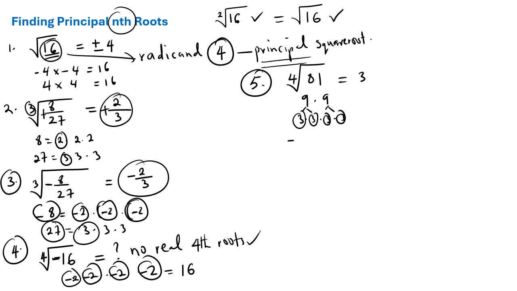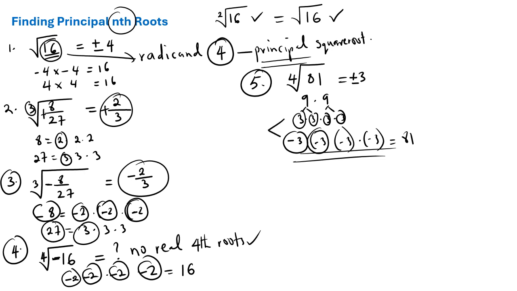What about if I do -3 times -3 for negative factors, and then -3? If I multiply all these copies together, I will get +81 as well. So if I'm asked to look for the fourth roots of 81, it'll be plus and minus 3. Yes, they are positive and negative. Each would give 81. But then I want the principal fourth root.